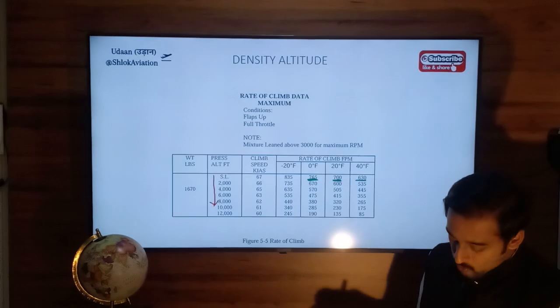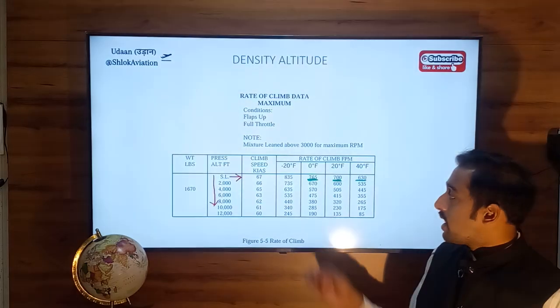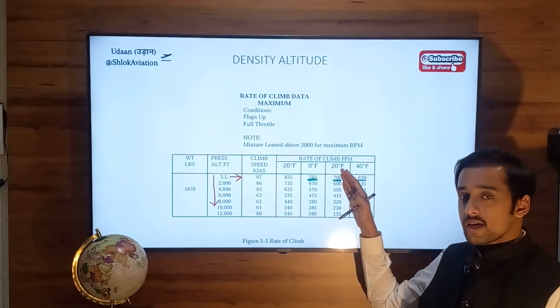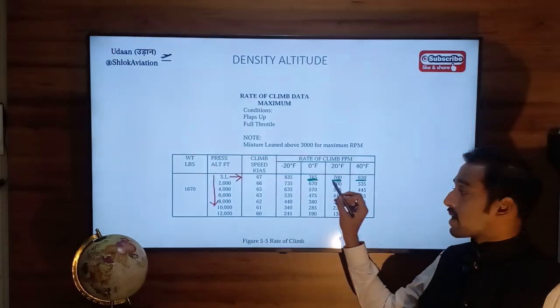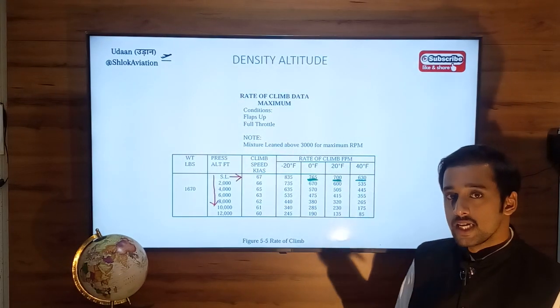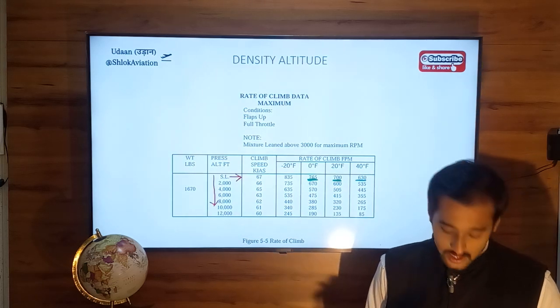Now just let's focus at sea level conditions. When your airport is at sea level, as your temperature increases from 0 Fahrenheit to 20, 20 to 40, what has happened to your rate of climb? 765 has become 700, which has become 630. So as temperature increases, rate of climb decreases because of less and less air density.